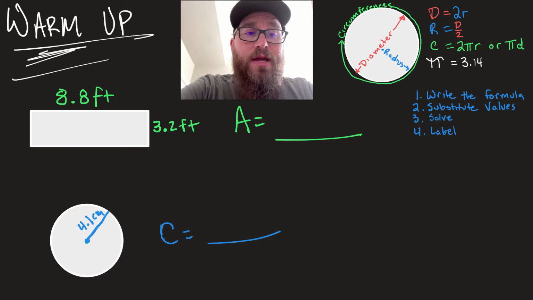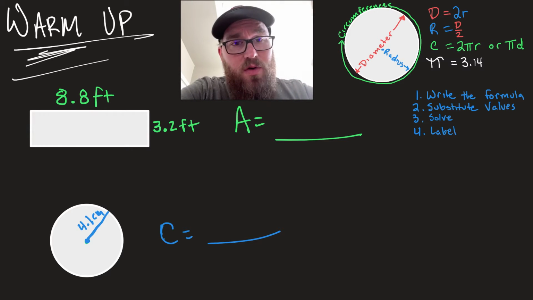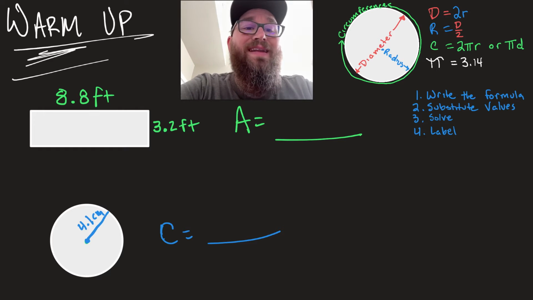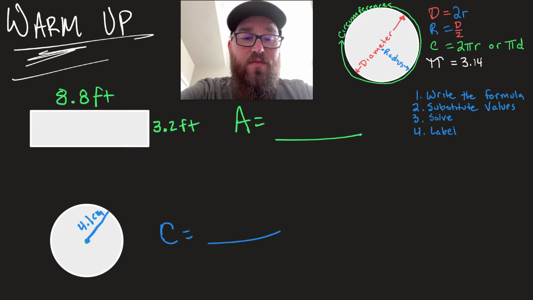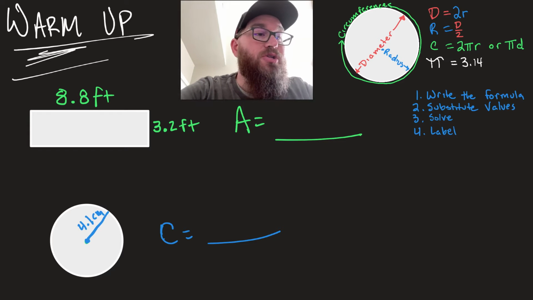Good morning, everybody. So our warm-up today are these two questions. First question is find the area of this rectangle. And second question is find the circumference of that circle. Now, just to clarify, that says 4.1 centimeters. All right, so let's just go over them quickly.